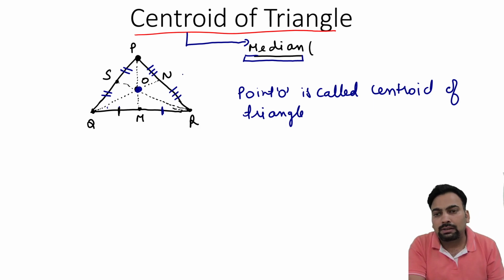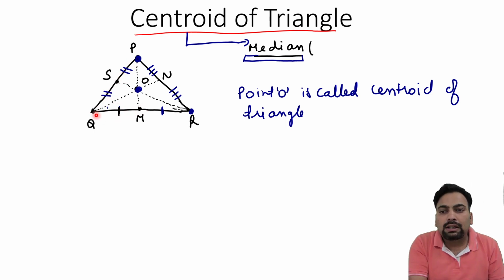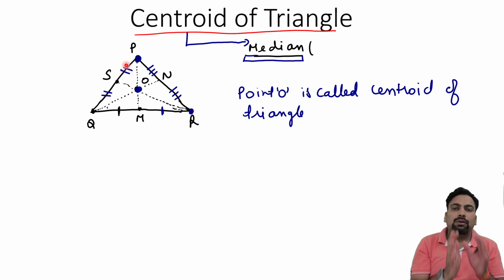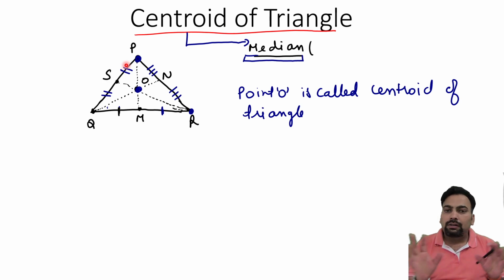It means, let's suppose P is the vertex, the opposite side is divided into two equal parts. This vertex's opposite side is QR, and the opposite side of Q is PR. So PR is divided into two equal parts, QM and MR. So basically you have to understand that the centroid is made by the medians of a triangle.